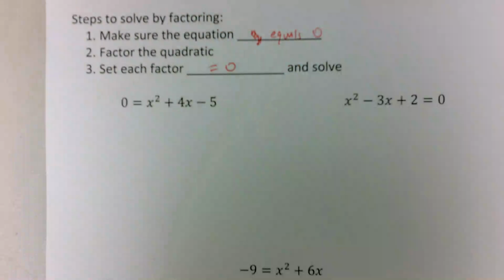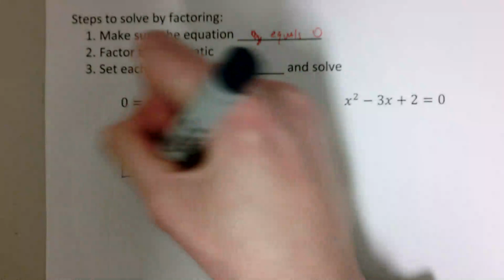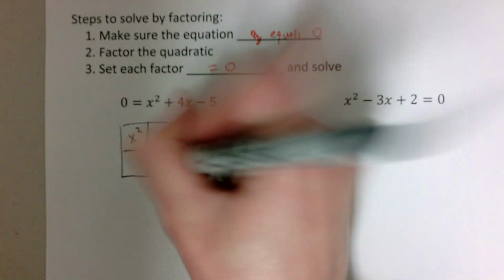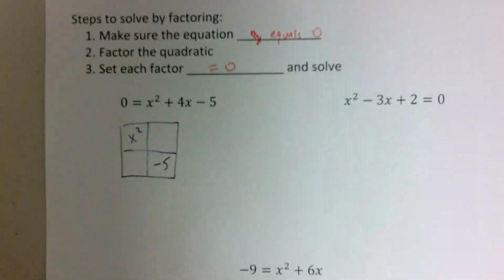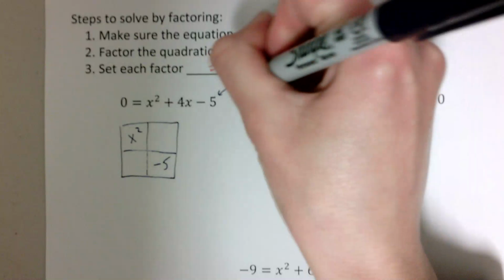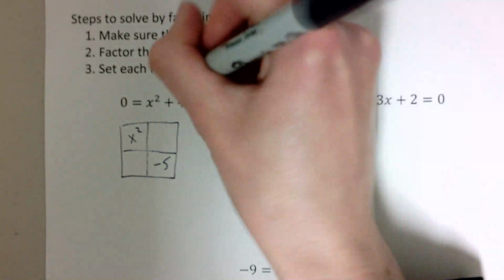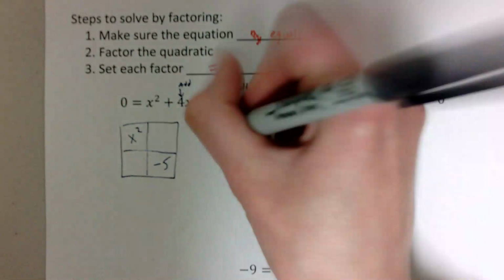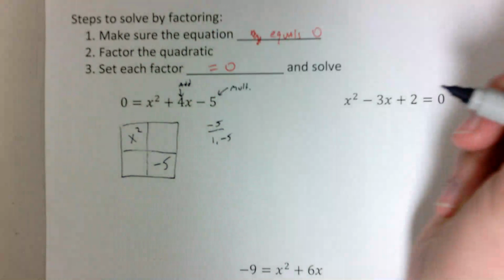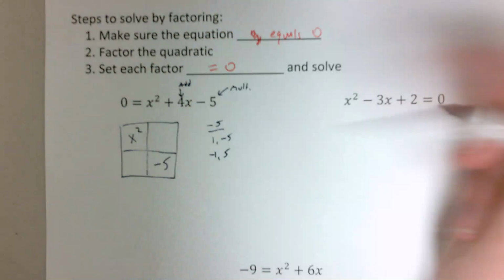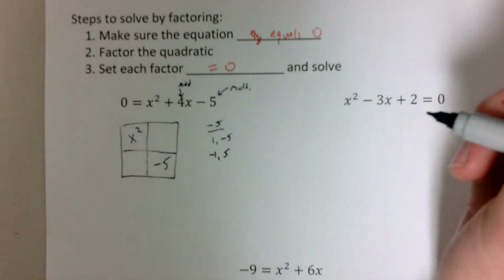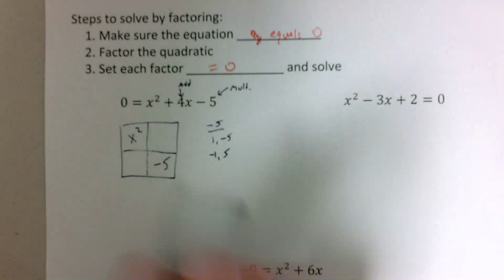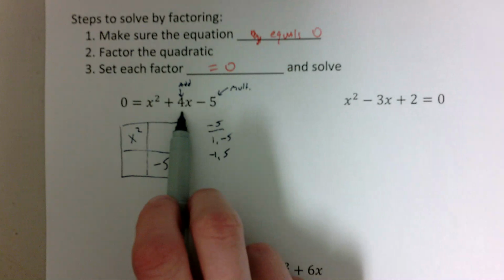The next thing that we're going to do is factor this using our lovely little box, right? So remember, first thing goes in the first box, last thing goes in the last box. And then I need to find 2 things that multiply to -5 and add to 4. So I'm going to make a little list over here. Things that multiply to -5: 1 and -5, or -1 and +5. That's it. It's a pretty short list for this one. Remember, one has to be negative, the other has to be positive to make a negative product. Okay, so I need which pair adds up to +4?